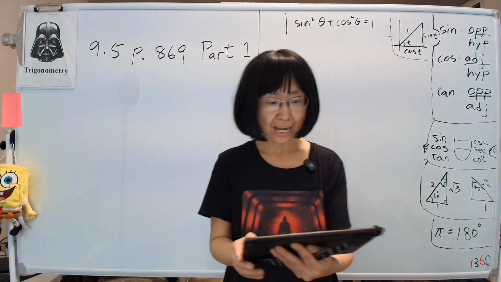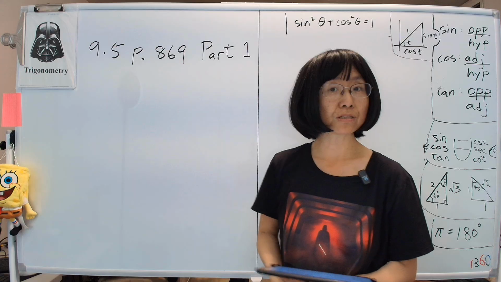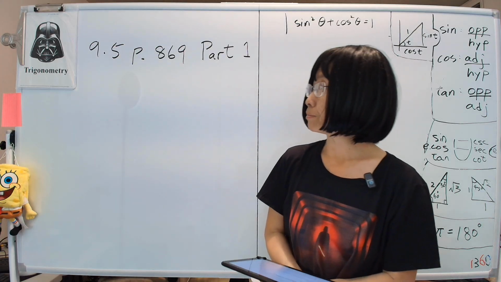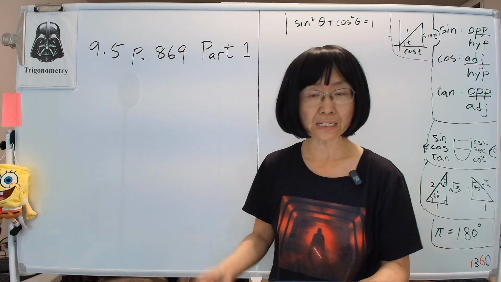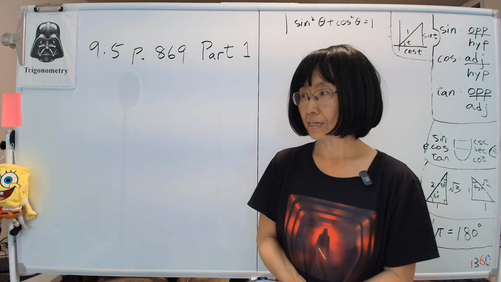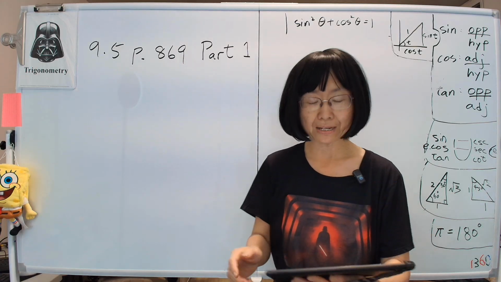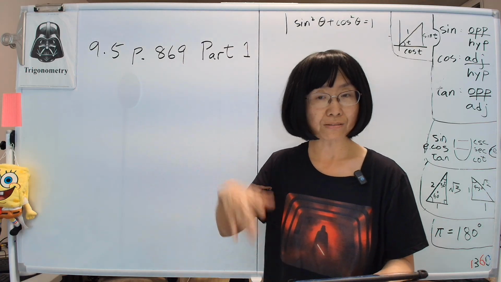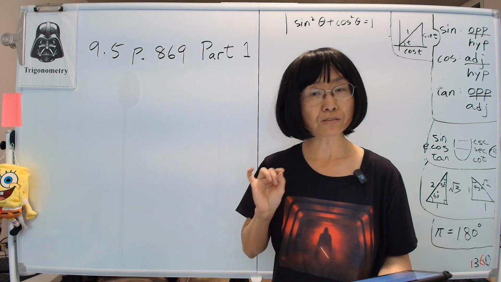Now today we are going to do section 9.5, which is talking about solving trigonometric equations. Before we start here, please make sure that you know how to solve equations in general, which is done in chapter 2 of the book. In other words, it was taught back in algebra.